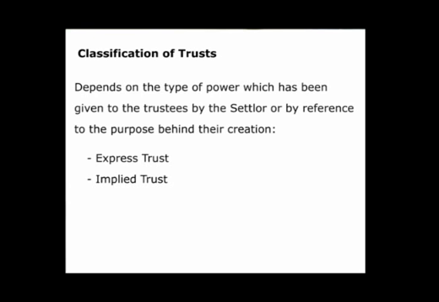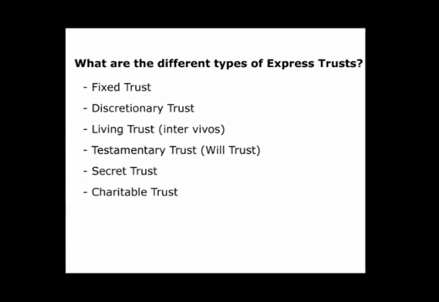Now, classification of trusts. This depends on the type of power which has been given to the trustees by the settlor. Let's consider express trusts and implied trusts. So what are the different types of express trusts? A discretionary trust is an express trust. A fixed trust is an express trust. A living trust or inter vivos trust. Other examples are charitable trusts and will trusts.